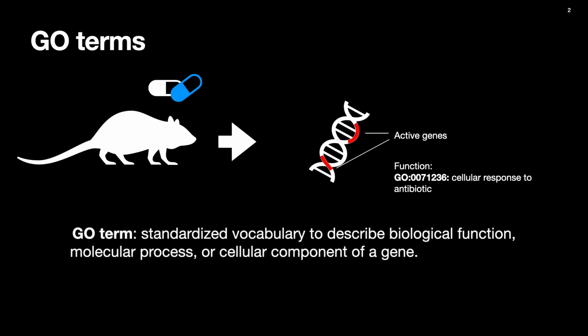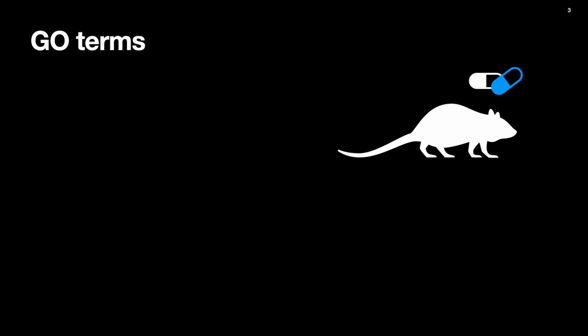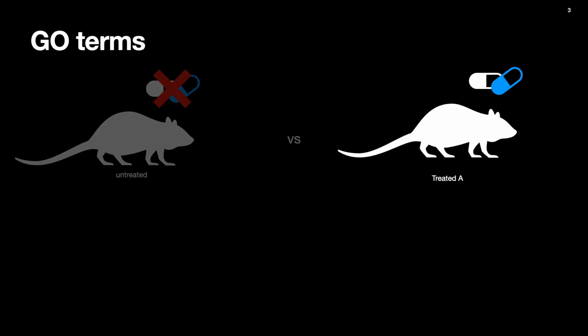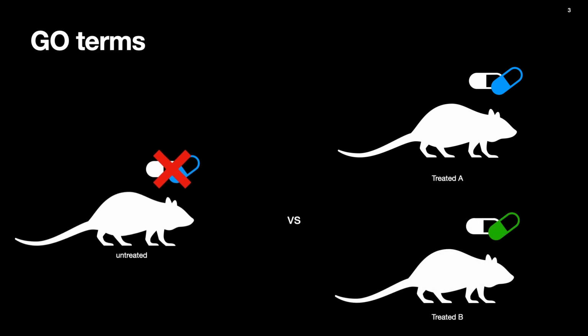GO terms are standardized vocabulary to describe the biological function, the molecular process, or the cellular component of genes. However, we can only draw real conclusions if we do a comparison. Therefore, we always have an untreated control as a reference. In many experiments, more than one comparison is done to compare, for example, the effects of different antibiotics on mice.